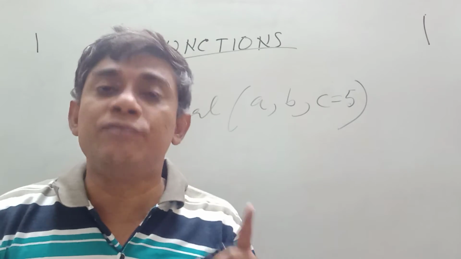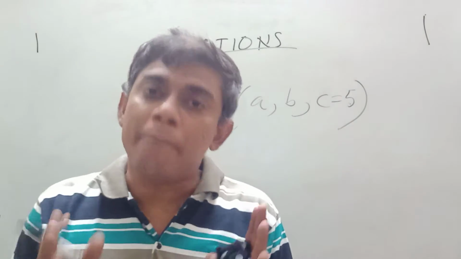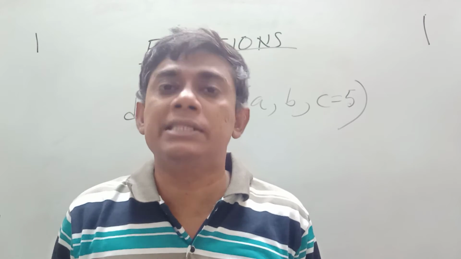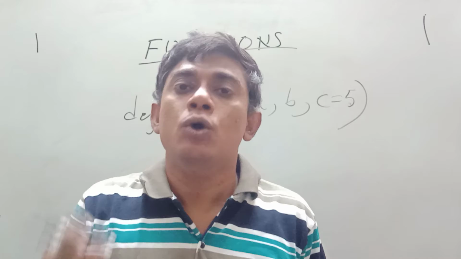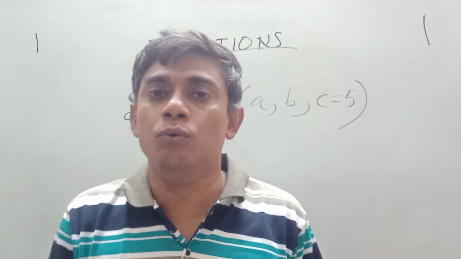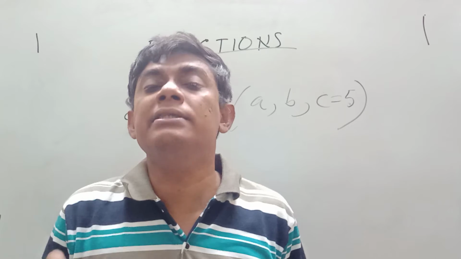So what is default argument? The value of C is 5, means by default the value of C is 5. So at the time of calling, if you do not pass any value against C, by default the value of C is 5.